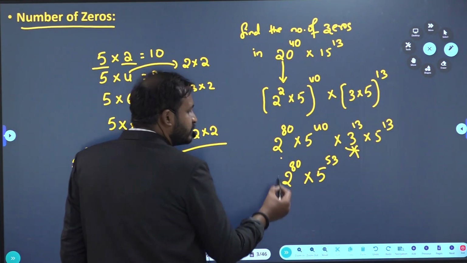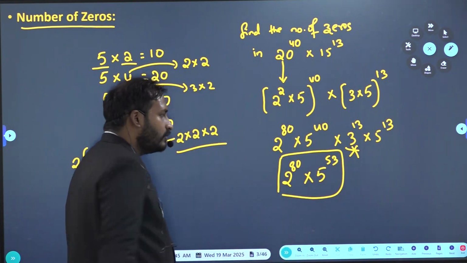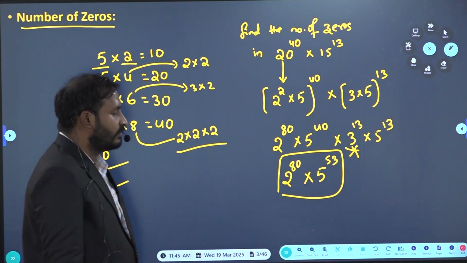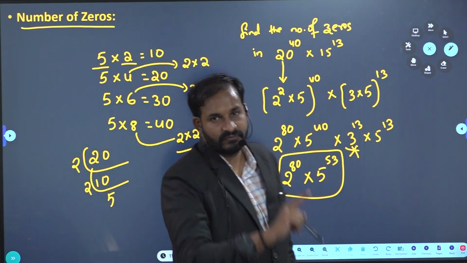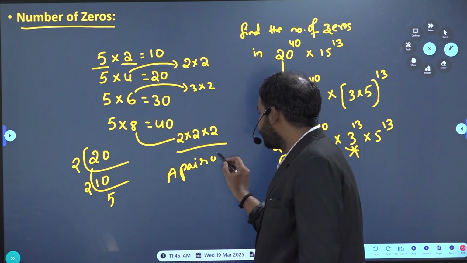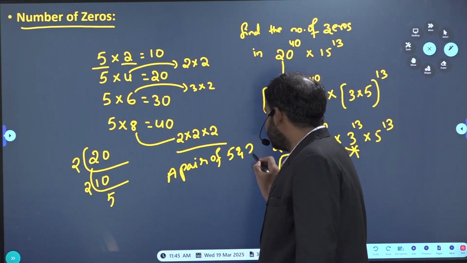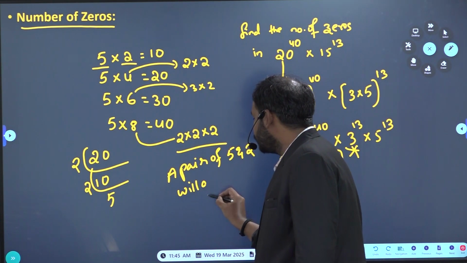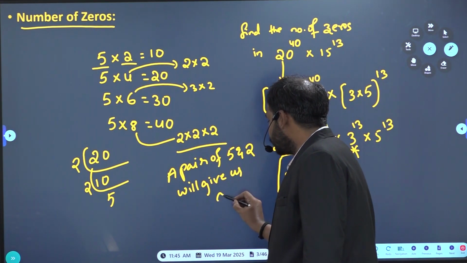Now please observe here, students. How many 2s do I have? 80. And how many 5s do I have? 5 to the power of 40 plus 13, that is 53. But please see this one: a pair of 5 and 2 will give us a 0.